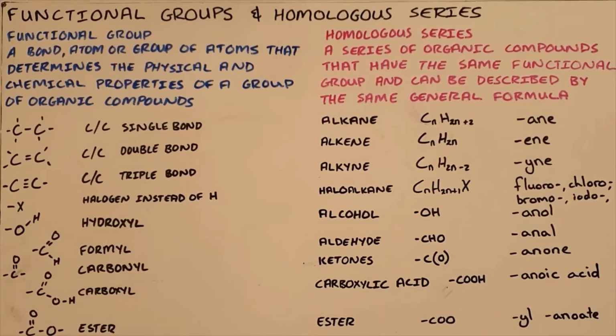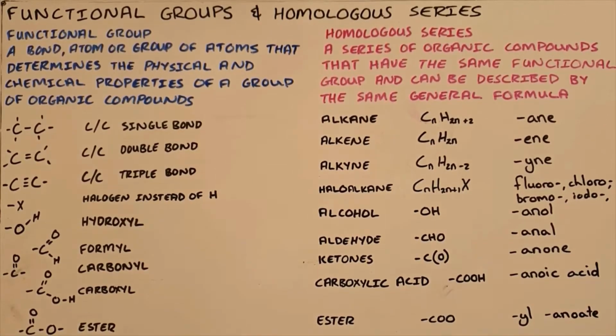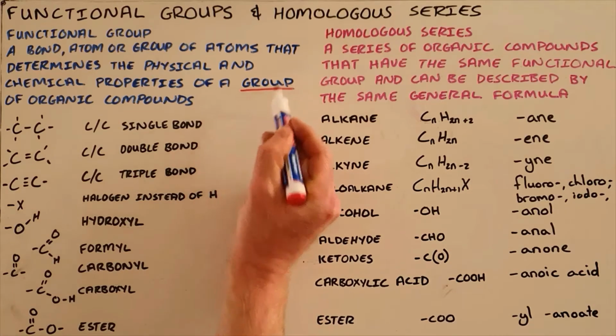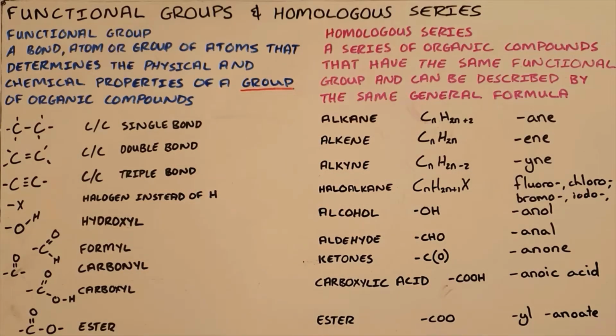It is important to understand the difference between a functional group and a homologous series when looking at organic molecules. A functional group is a bond, atom or group of atoms that determines the physical and chemical properties of a group of organic compounds. That group that is referred to is the homologous series, where a homologous series is a series of organic compounds that have the same functional group and can be described by the same general formula. So what this tells us is that the functional group is that bond, atom or group of atoms that defines a molecule.